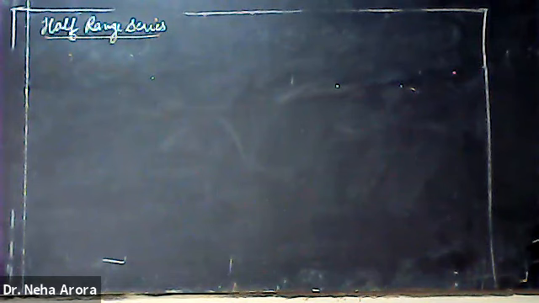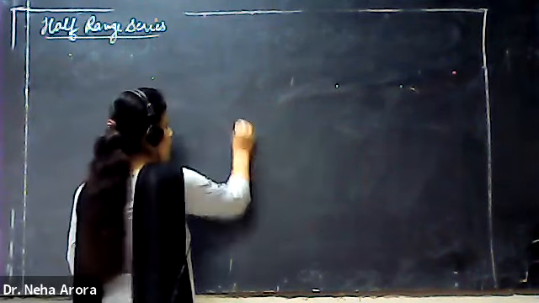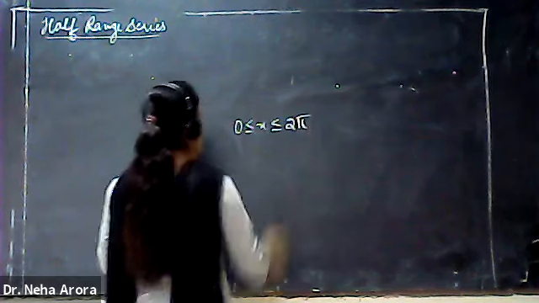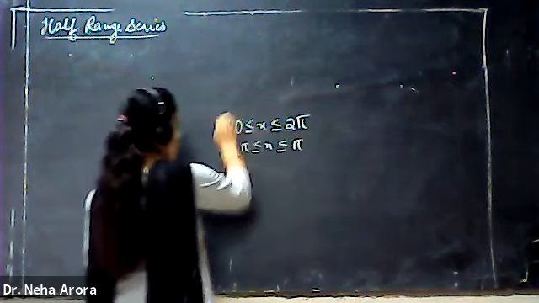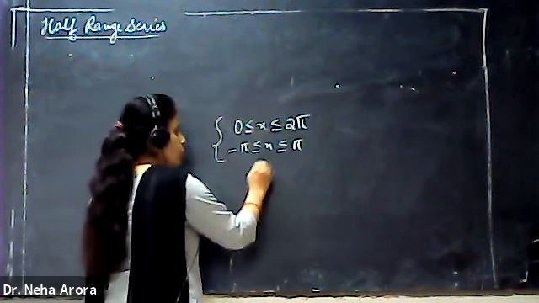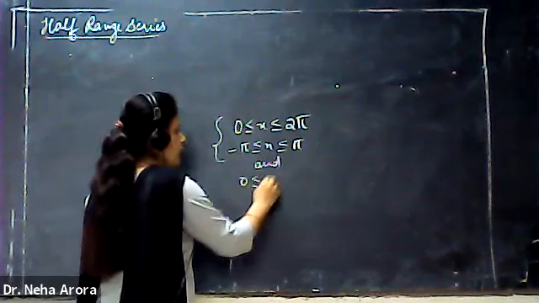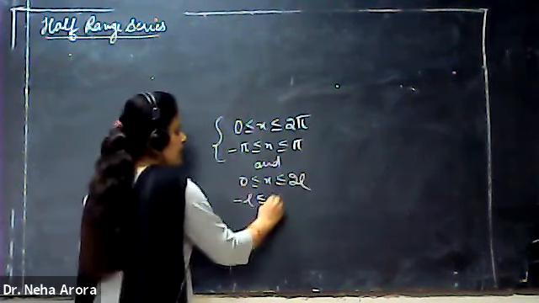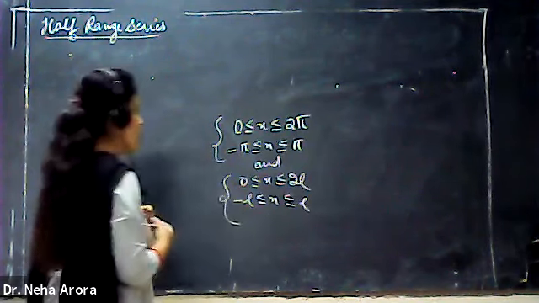Our topic is half range series. What we did earlier, we expanded any function in the range from 0 to 2 pi as well as from minus pi to plus pi, right? Also, we expanded any Fourier series in the interval from 0 to 2L as well as from minus L to plus L, right? This we did in our previous lectures.